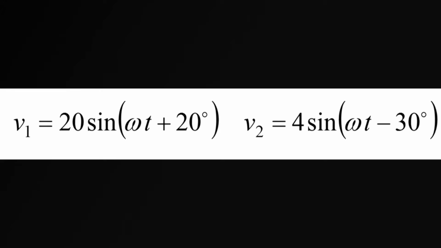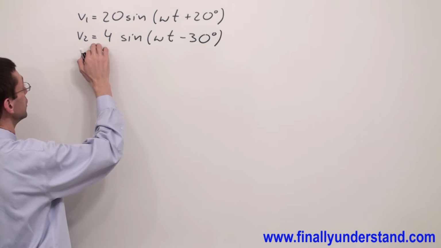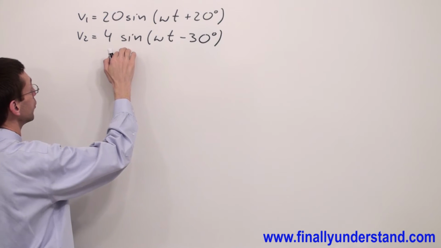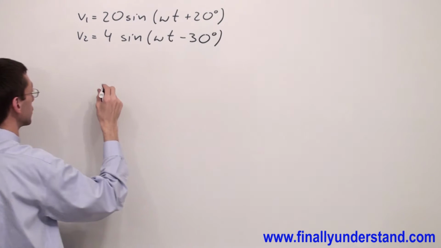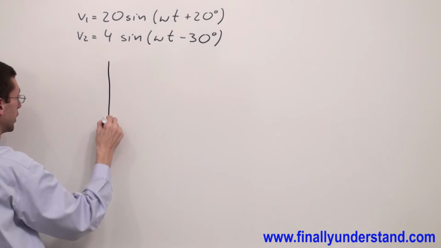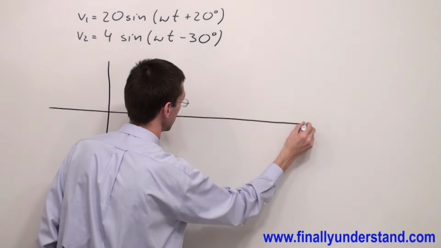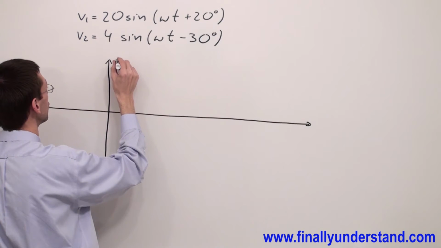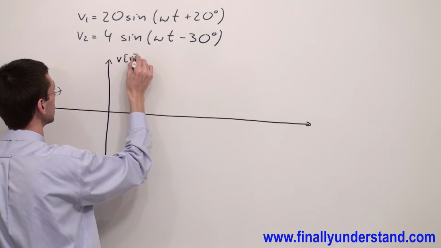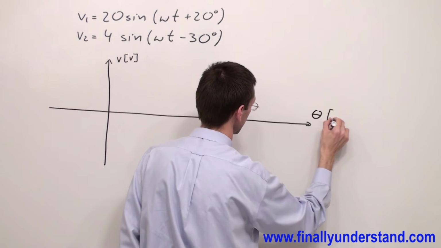Let's take a look at these two waveforms. This time we are going to have two voltages and we have two sine waves, but phase shift angles have different signs. So what I have to do first, draw the XY plane, where my y-axis is going to represent the voltage in volts. My x-axis is going to represent the angle in degrees.